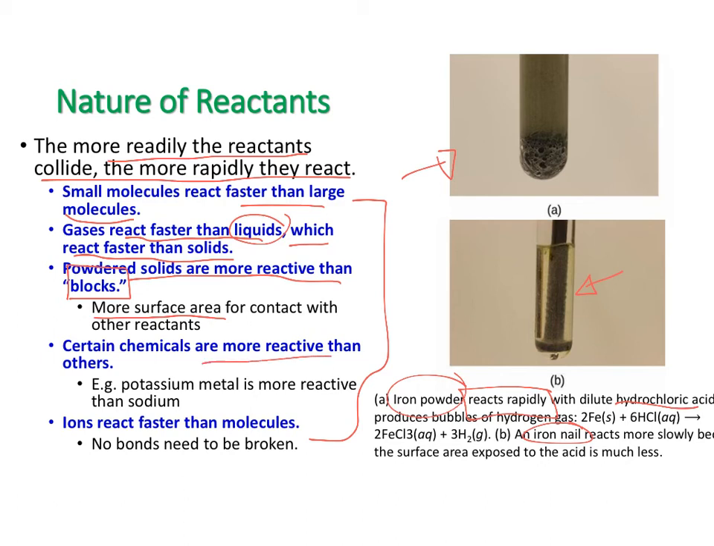Certain chemicals are more reactive than others. This has to do with their intrinsic properties. Ions react faster than molecules. There are no bonds that need to be broken. They have their charge and they react in that way.